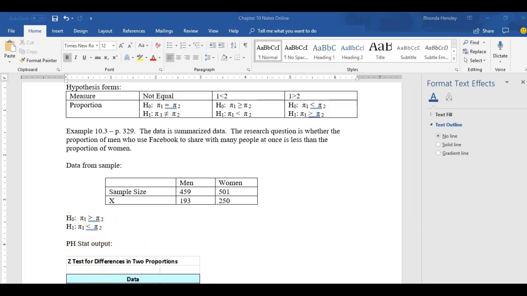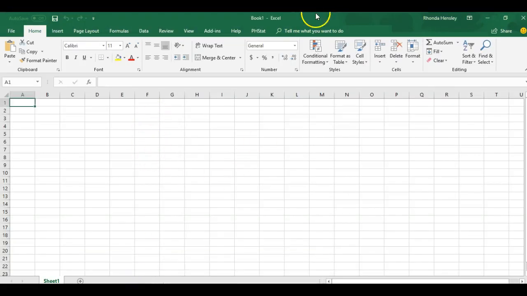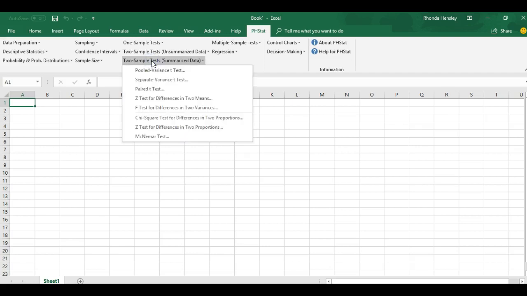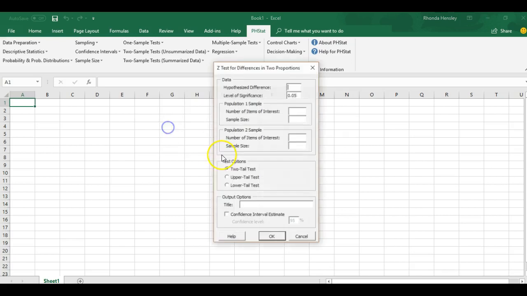To do this in PHStat, you would go back to PHStat in Excel, choose the two sample test, but now we want the summarized data, because this data is summarized for us, and this is the z-test for differences in two proportions, and it wants us to actually put the data in because I told it summarized.